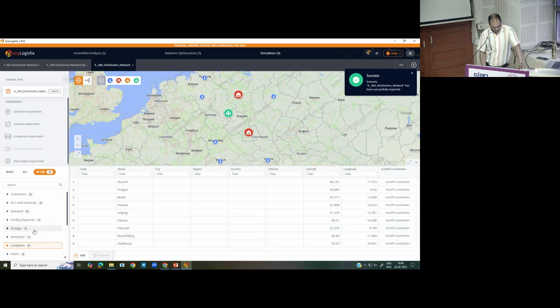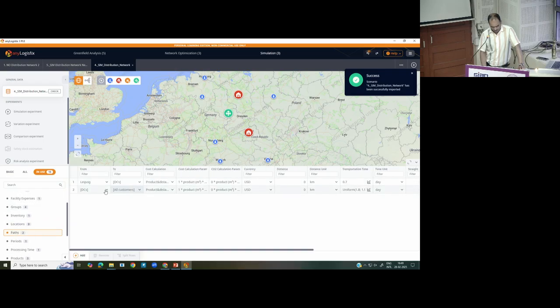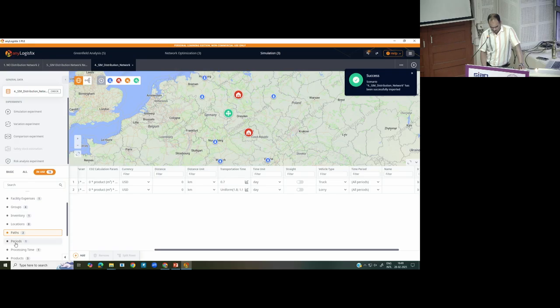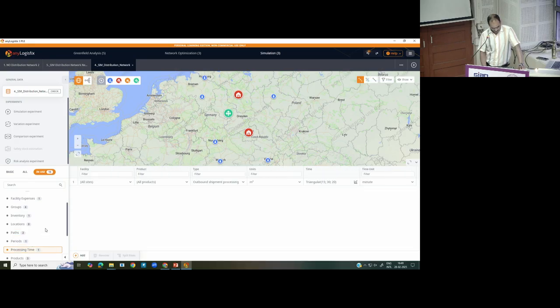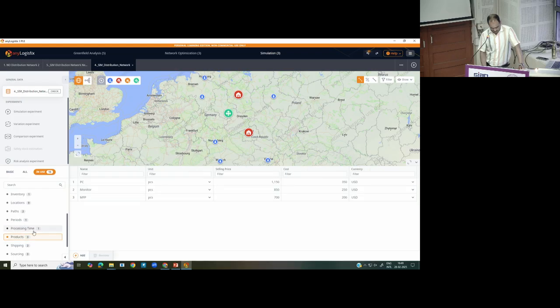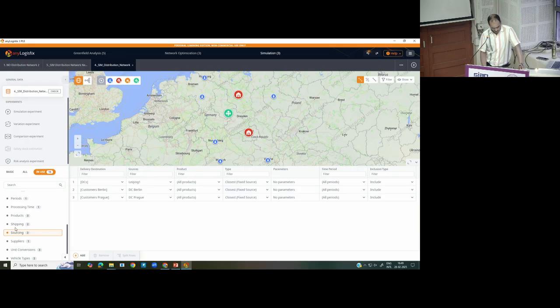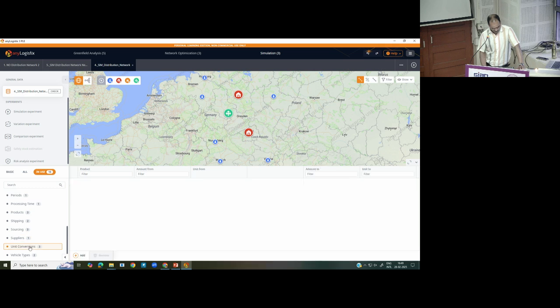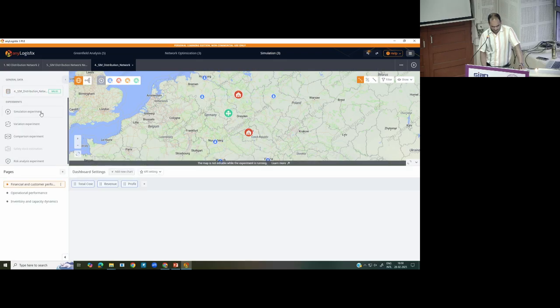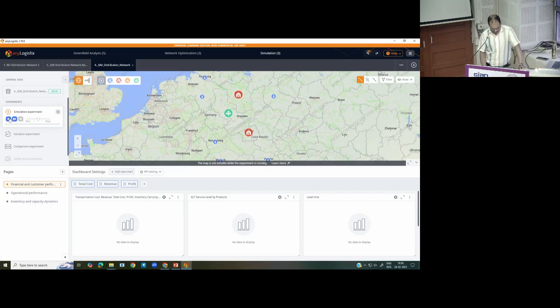Okay, locations done. Paths, we have defined the paths here. The same uniform distribution, periods, processing time, products, shipping, truck, lorry, then less than truckload, first come first out, then DC Berlin to customers, closest fixed source, supplier is there, unit conversion, vehicles. Check, done. Okay, now let's run the model.